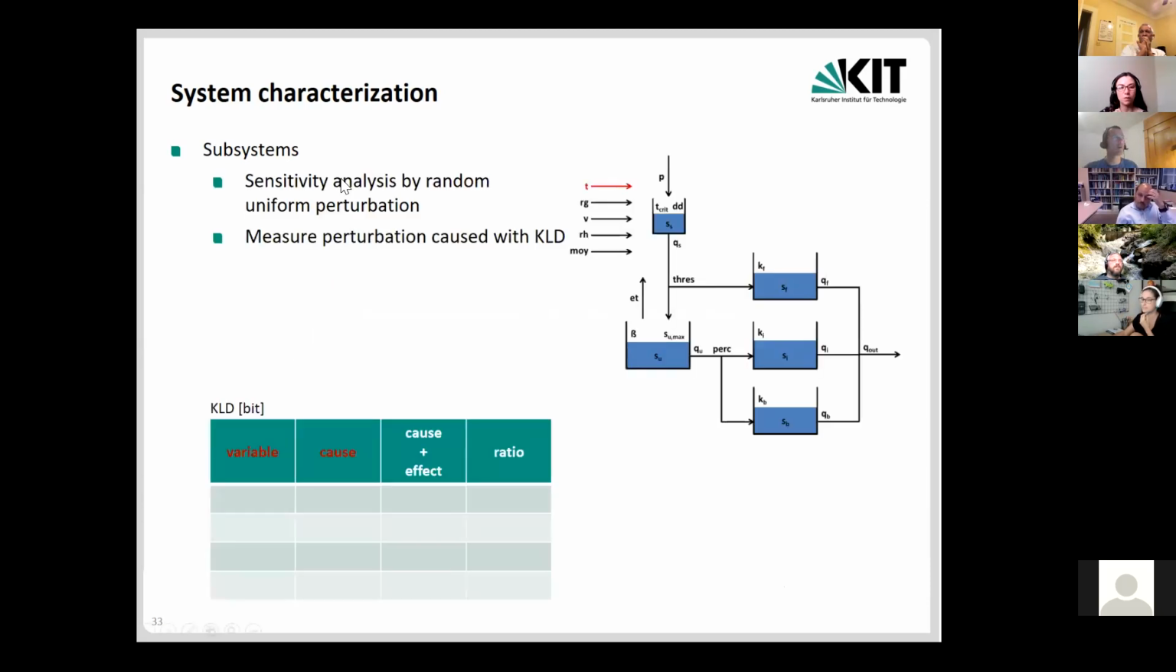Now let's briefly look at the contribution of subsystems. What I did here is, for my same system, I simply start rattling on individual parts. It's just one or several of them. So I do random uniform perturbations, which is quite violent. I replace the data points by a uniform distribution covering the entire data range.